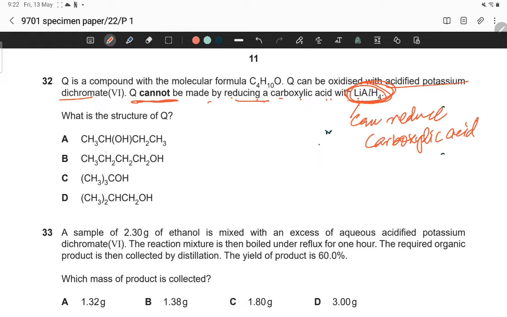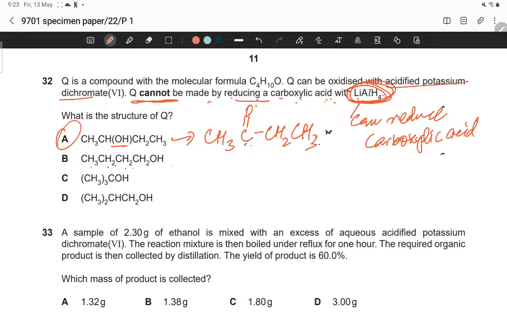So this is OH, and with dichromate it reacts to give CH3, C double bond O, CH2 and CH3. So Q can be oxidized to form a ketone, and this ketone cannot be made by reducing a carboxylic acid with lithium aluminum hydride. So this must be correct.